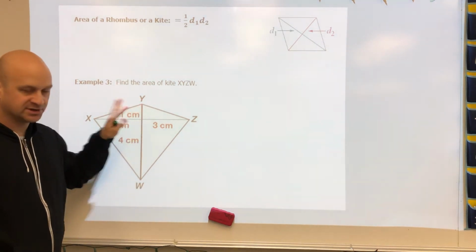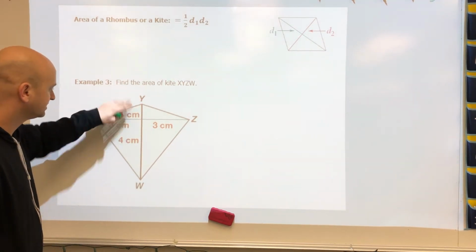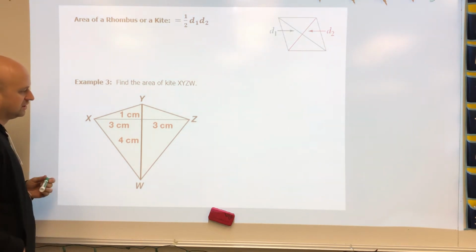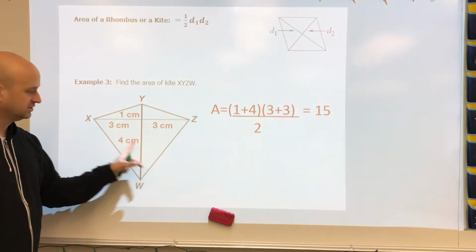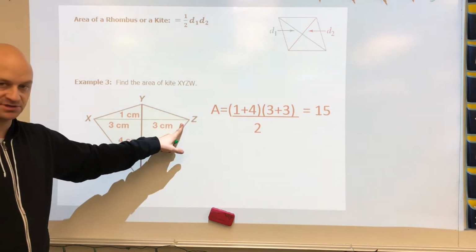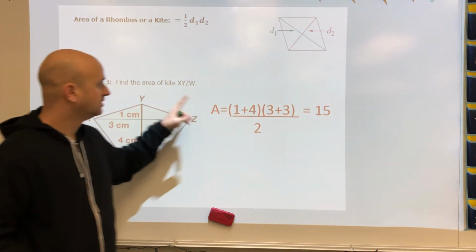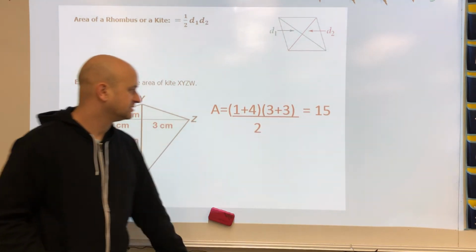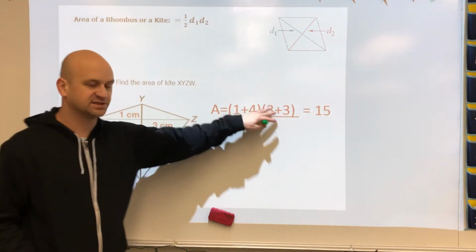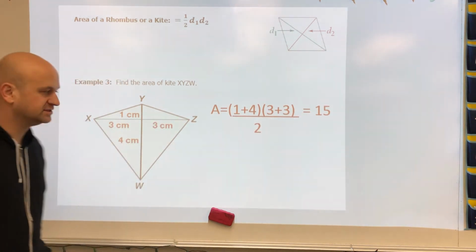So we know that we're gonna have some right triangles. Okay, so in this example, it's pretty straightforward, where we have this diagonal, which is 1 plus 4, and the other is 3 plus 6. So here are our lengths of the diagonals: 5 times 9, divided by 2, is equal to 22.5.